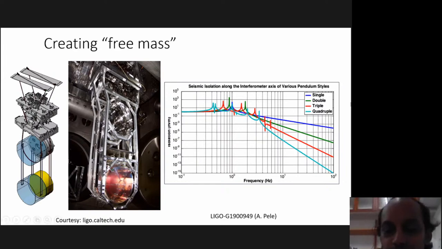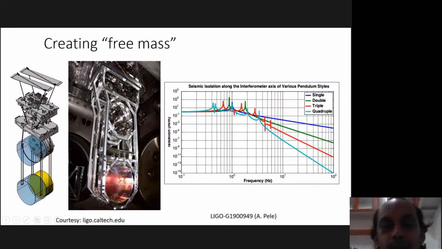They're showing the different stages of the suspension, and how much suppression we get. If we compare 1 hertz to 100 hertz, we can go from 10^-1 to 10^-15. So 10^14 orders of magnitude suppression we can get at around 100 hertz.